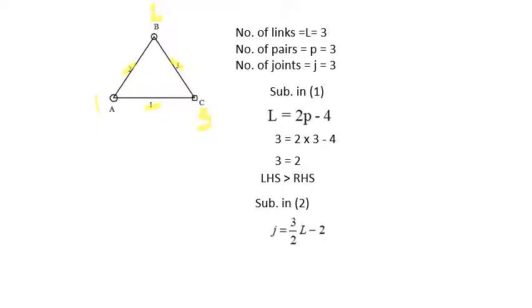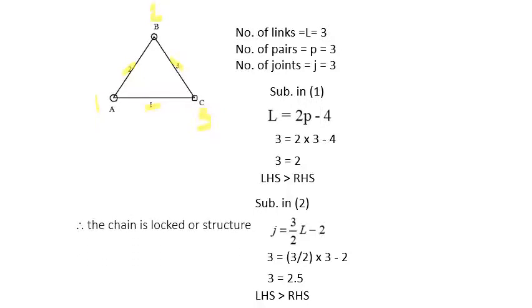Okay, so now I am going to substitute the j value. The j value is 3 and L value is 3. After simplifying this, we got 3 on the left hand side and 2.5 on the right hand side. Therefore, LHS is greater than RHS. So what does it mean? If the left hand side is greater than the right hand side, the chain is locked or a structure.